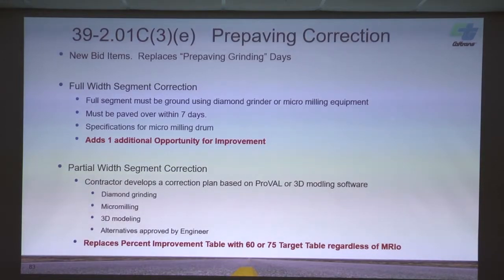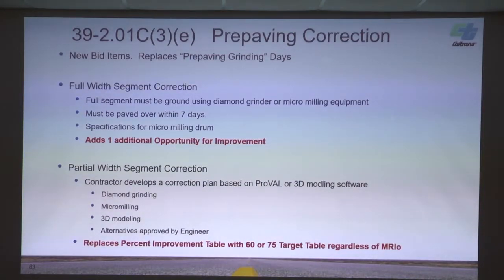So now we're going to have these two other bid items that are possible to use if a district decides to use them. First one's called full width segment correction. What that basically says is they've got to use a diamond grinder or micromilling equipment. It says diamond grinder here because we want to be fair to the diamond grinding industry. If they can cost effectively come up with a piece of equipment that'll grind a 10th mile as efficiently as a micromill, they can use it. But in most cases, I think a contractor is going to use a micromill.